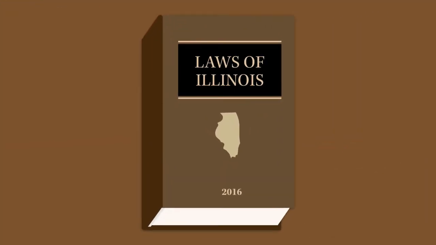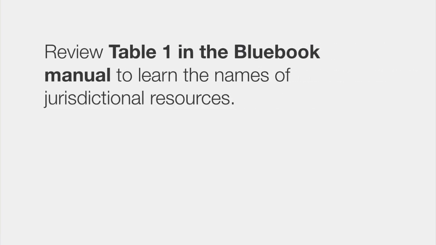Each state has its own source for session laws. For example, in Illinois, session laws are compiled in the Laws of Illinois. In fact, the term session law is somewhat generic, and actual titles and terms can vary from jurisdiction to jurisdiction. It's important to know the source of session laws for any jurisdiction you research. Table 1 in the Blue Book Manual can be a good reference for learning the names of jurisdictional resources. Table 1 will also help you learn about the citation and numbering format for the session laws of your jurisdiction.